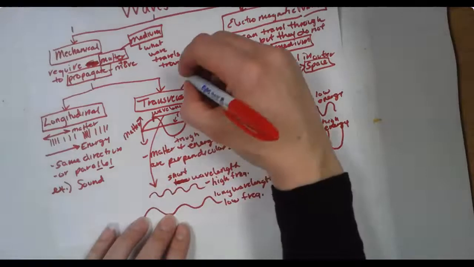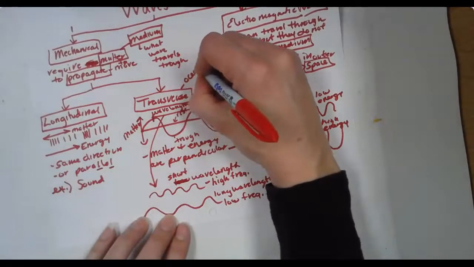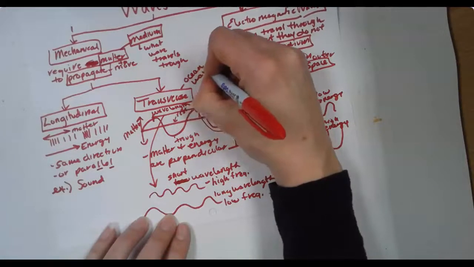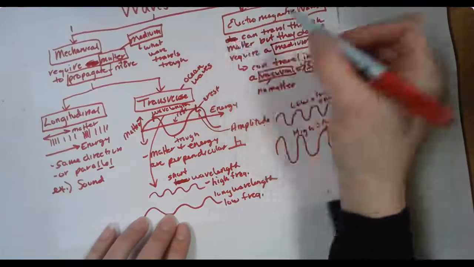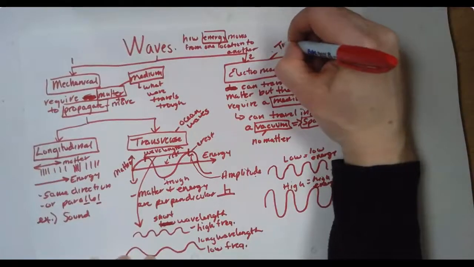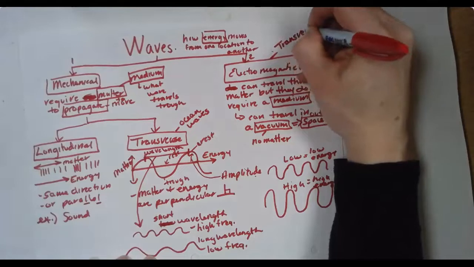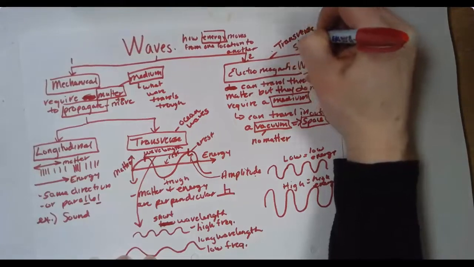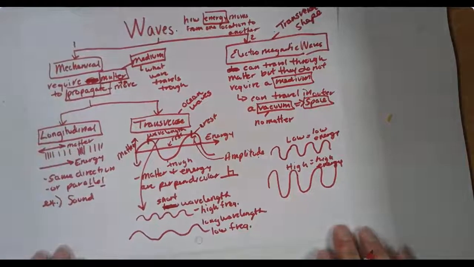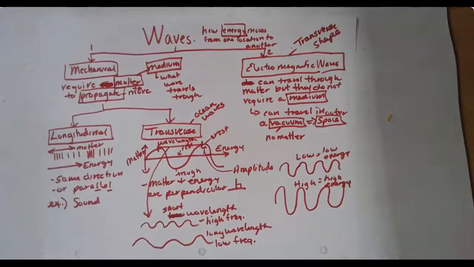Transverse waves, an example of these would be ocean waves. And we're going to find out that electromagnetic waves also have that transverse shape. Well, I think that gives us a good start. This is also a really good review for tomorrow's quiz.